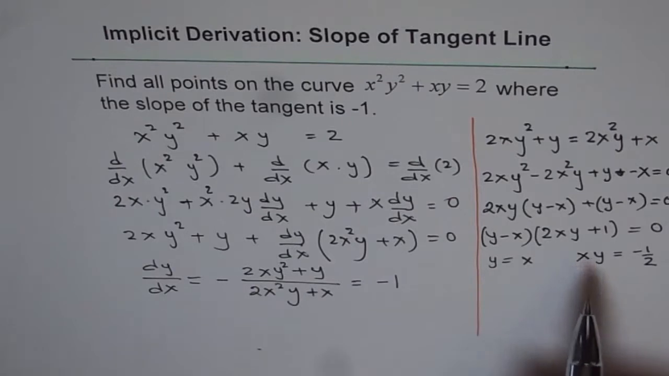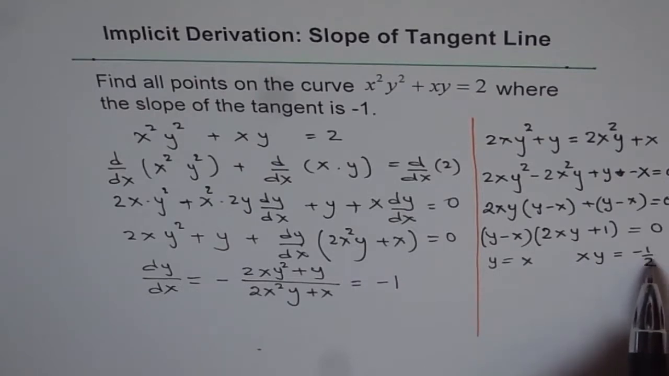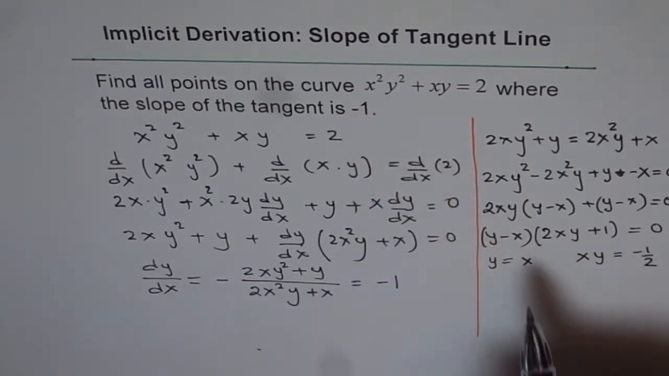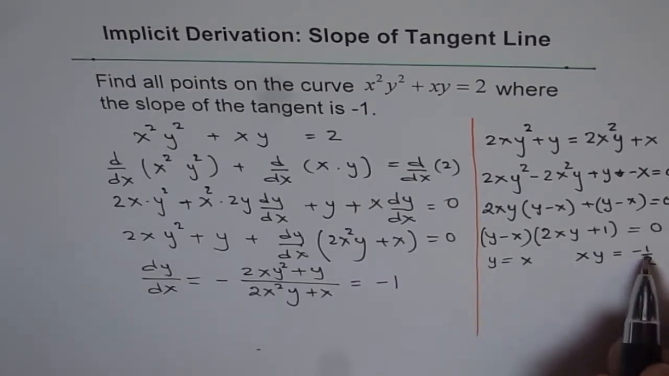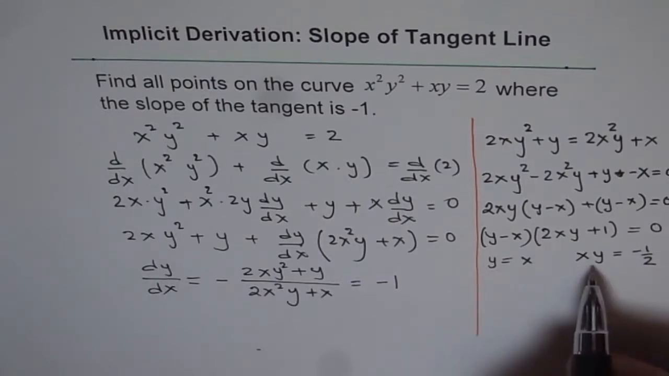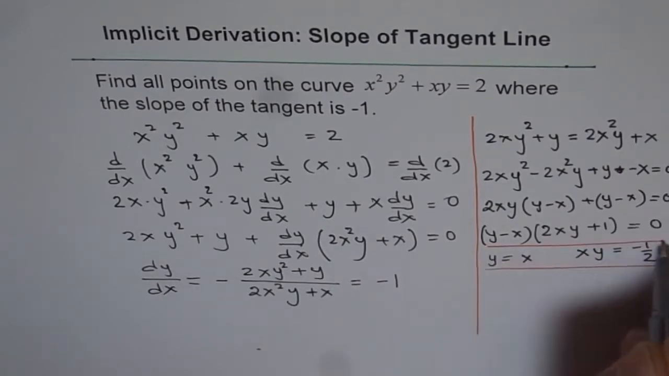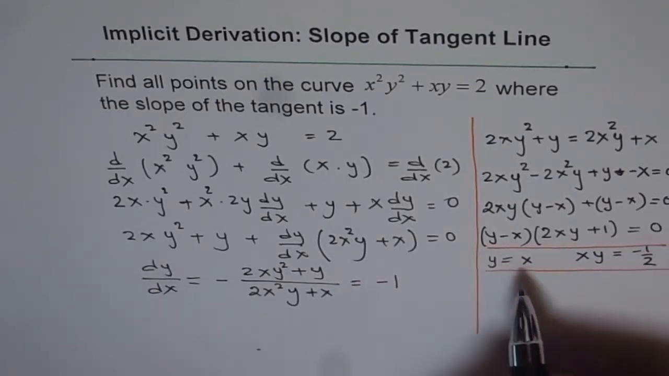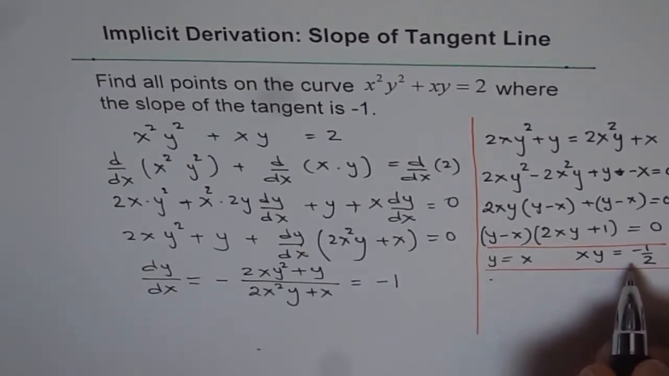Now with this we can find all the points where the equation will give us a slope of -1. So if I write xy = -1/2, and x = y, we can find out what y is. So let me substitute either one of them into the original equation. So if I write y = x here, I get x² = -1/2, which is not a solution.